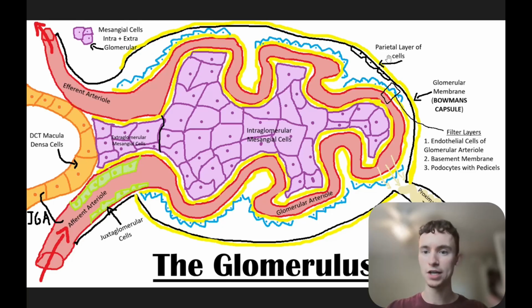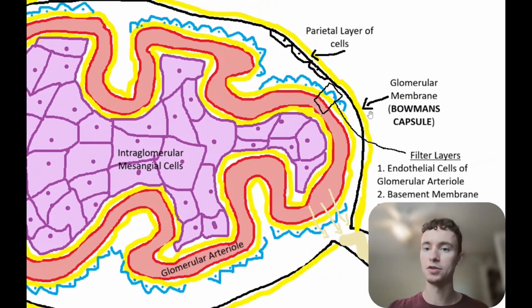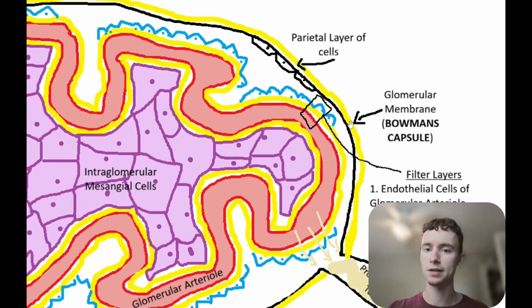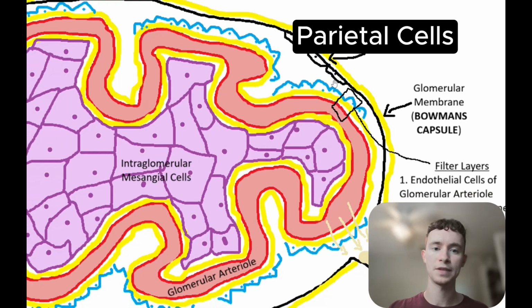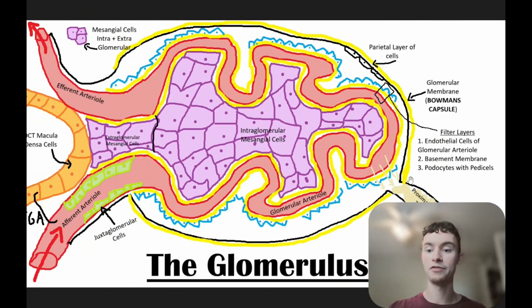It's a strong structure that is surrounding the entire glomerulus, and it makes up that outer portion. It has two parts. As you can see, if we zoom in, we have the glomerular outer membrane called the Bowman's capsule, and then a small parietal layer of cells. So zooming in, let's talk about filtration.